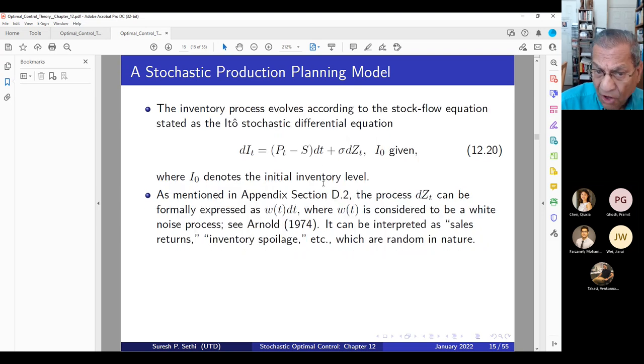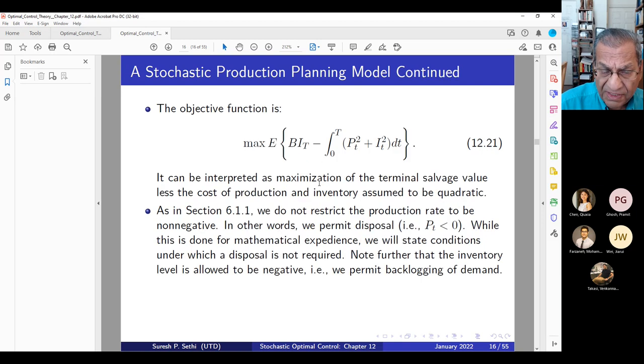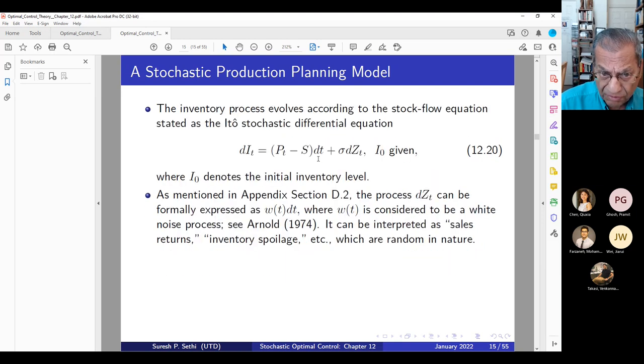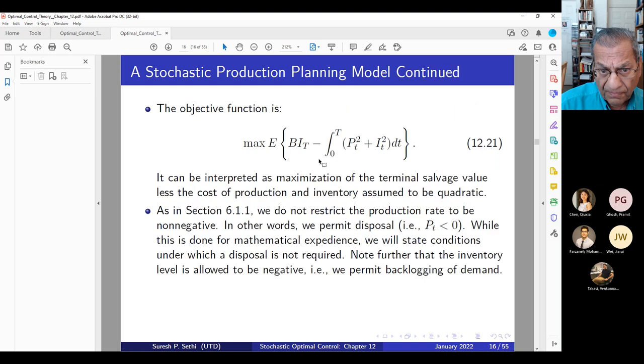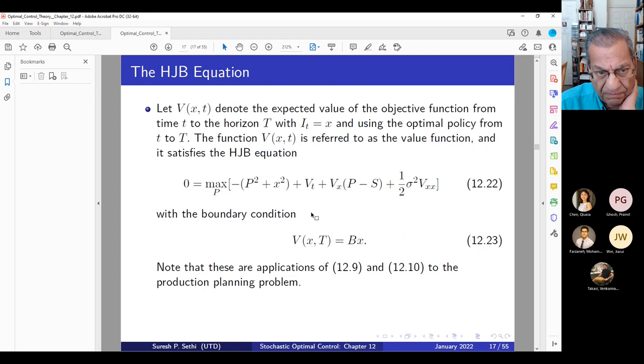I had this problem already solved before, and this was in my first edition of the book. And then Ben Susan came to visit me in Toronto, and we wrote a paper making PT bigger than or equal to zero. And that paper appeared in SIAM Journal of Control in 1980 or something. So 1990 maybe, I don't know the year now, but it's cited in the book.